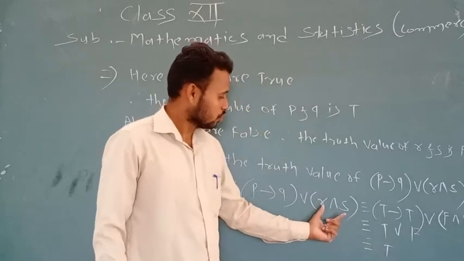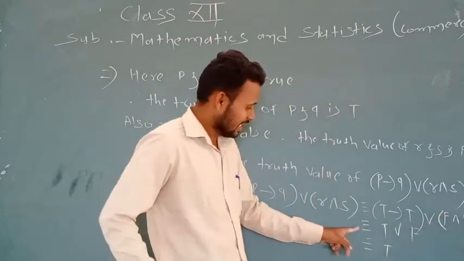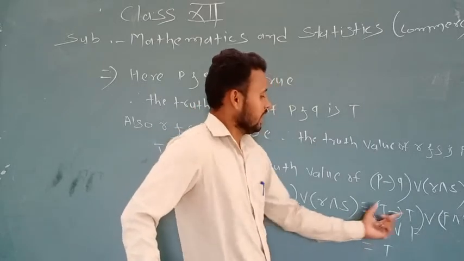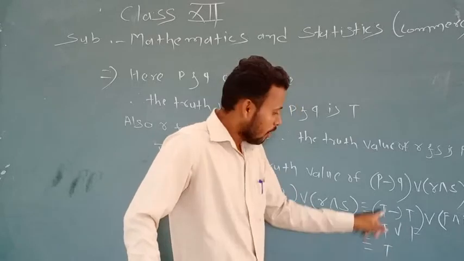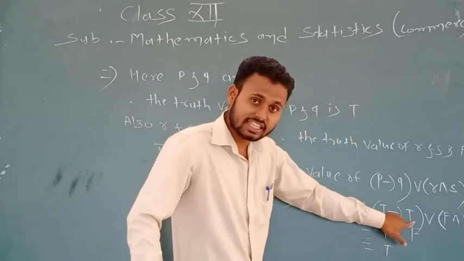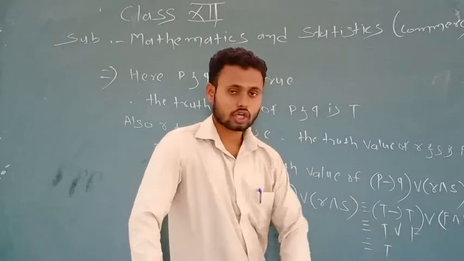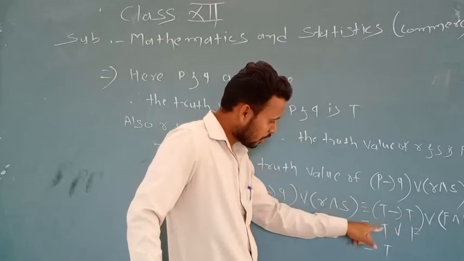Also, it is given that the truth value of R and S is false. Therefore, we write here F. Now, which is the next line? In a conditional statement, we know that if the first substatement is true and the second substatement is false, then the conditional statement is false. Otherwise, it is true. Therefore, we can write its truth value is T.